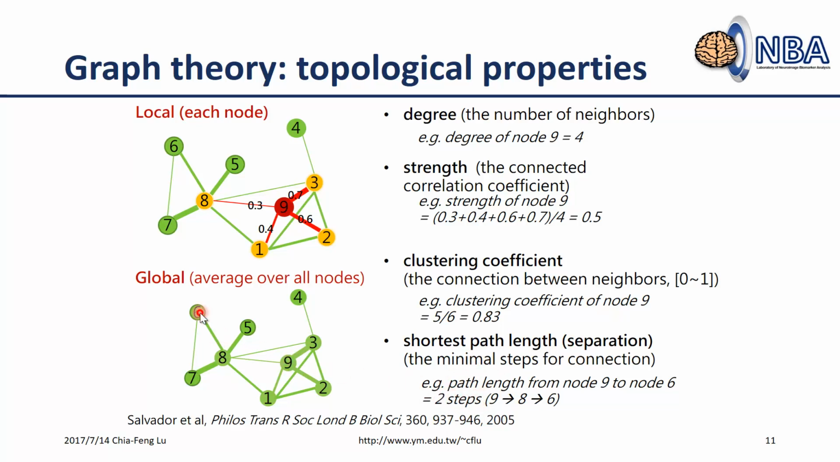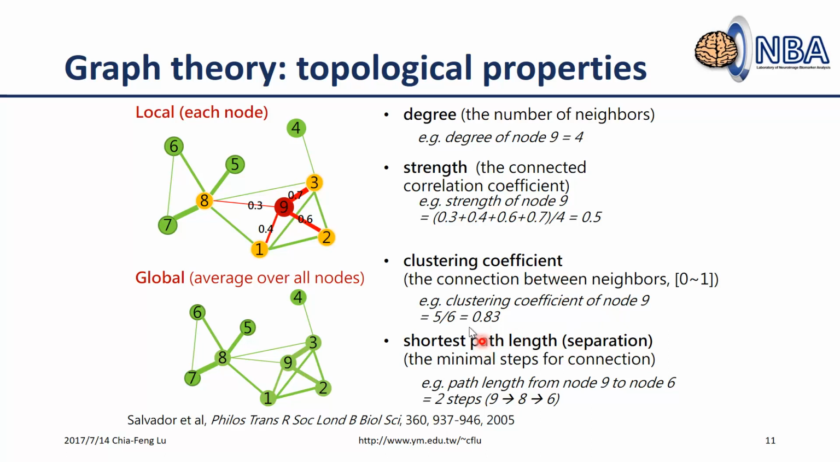So you can imagine that the efficiency of a network is like the reverse value of this separation. If I can have as small a separation as possible, of course you may have a high efficiency.